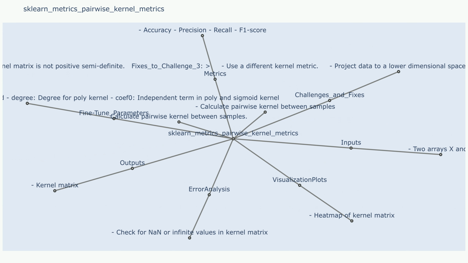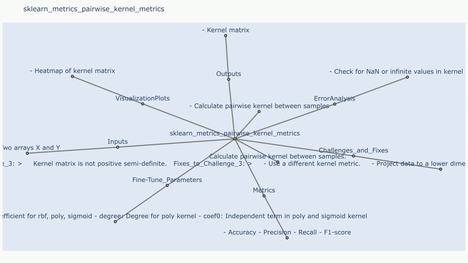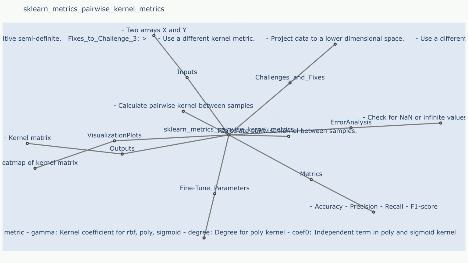Inputs. X. The input data, typically a 2D array where each row represents a sample. Y. An optional second input data array. If not provided, it defaults to X, allowing calculation of pairwise kernels within the same dataset. Metric. The kernel function to use. This can be a string representing a built-in kernel, e.g., linear, RBF, poly, or a callable function that implements the kernel.